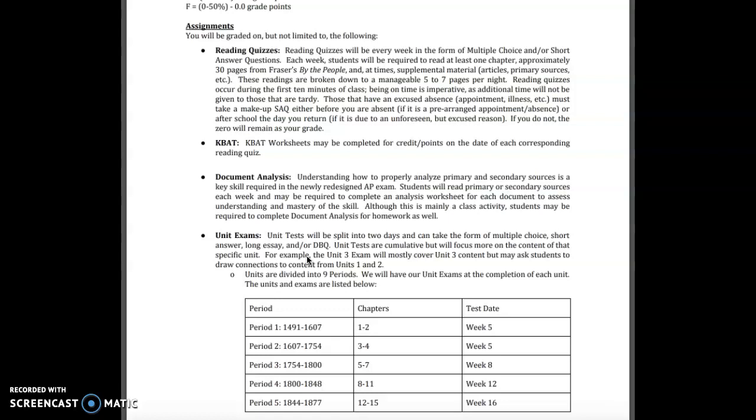All of our assessed assignments will focus on reading, analyzing, and writing skills. Our weekly quizzes will be short answer questions. Students will have the option to rewrite to improve their scores. I will send out videos explaining SAQs, our KBATs, Know and Be Able To worksheets, document analyses, and essay exams as we get closer to each. Like the reading quizzes, students will have rewrite opportunities on each of these assignments.